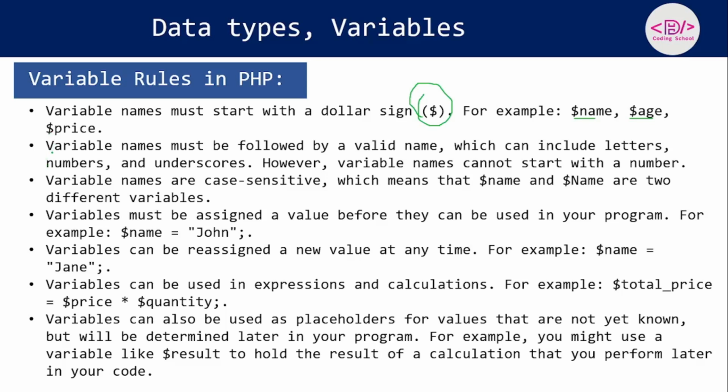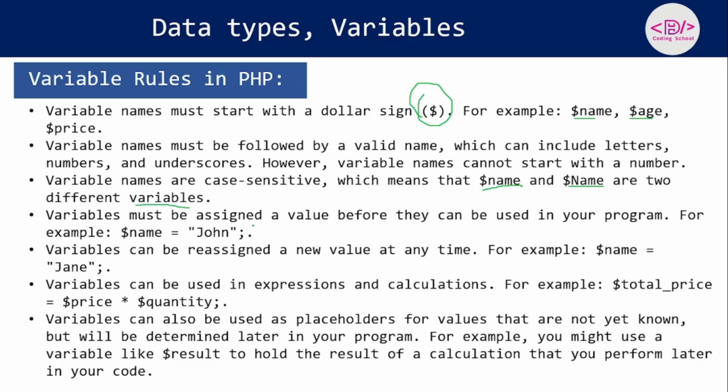The second rule is variable names must be followed by a valid name. And what is a valid name? A valid name is a name which can include letters, numbers, or underscores. However, variable names cannot start with a number. So you cannot take 2 or any figure or any number and start it as a variable. It is not allowed. Third one, variable names are case sensitive, which means that if you created a variable called name in small letters, it is different from Name with the first letter capital. These two are different variables. Just know that.